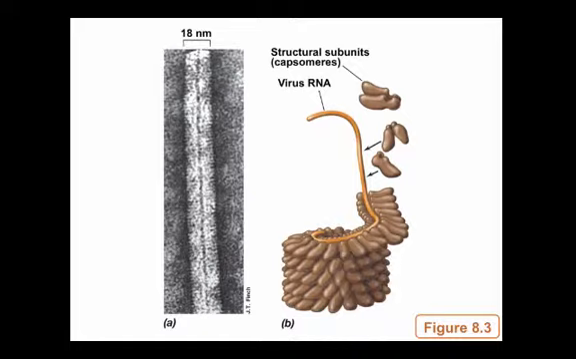Basically, you take your individual subunits and you line them up next to each other, and each one can stack on top of the other one in a basically identical fashion, going all the way up along your nucleic acid that you're packaging inside this bag. That's one way to do it.